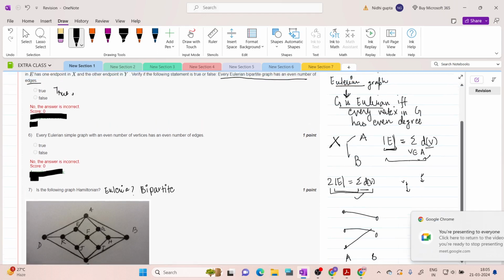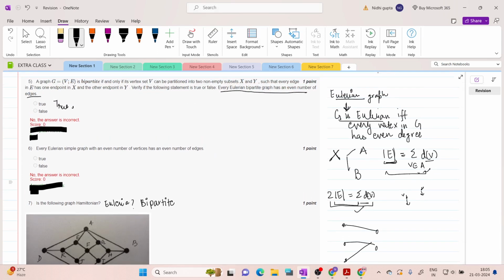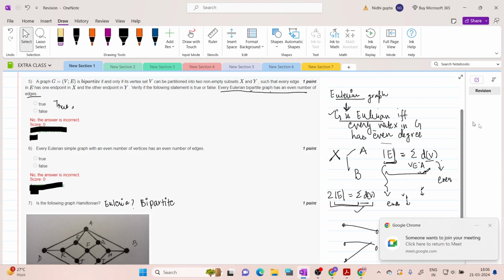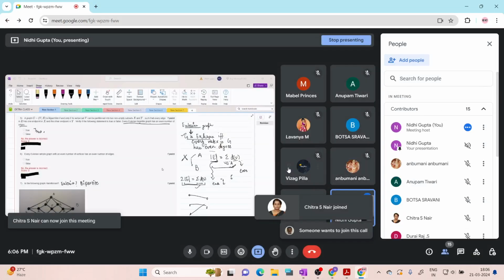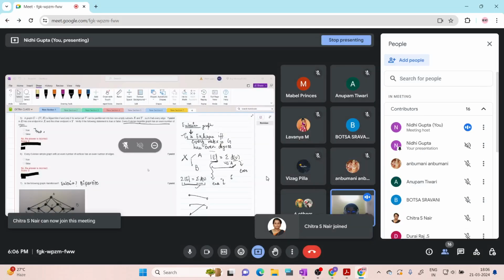Now we are given that G is Eulerian and G is bipartite. Since G is Eulerian, every vertex has even degree. Moreover, since G is bipartite, the number of edges is equal to the sum of degrees in one bipartition. Since every degree is even, we are summing even numbers. Therefore the number of edges will be even. Is the first question clear to everyone? Why does every Eulerian bipartite graph have an even number of edges? Any doubts in the first one?